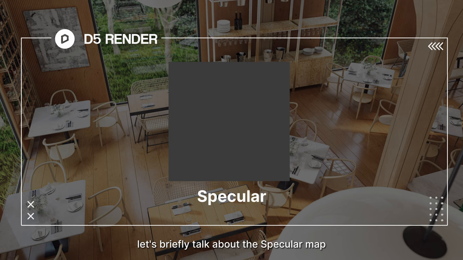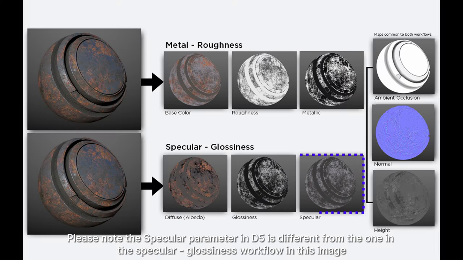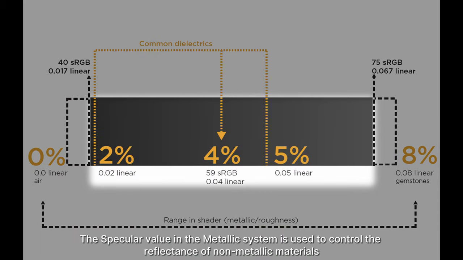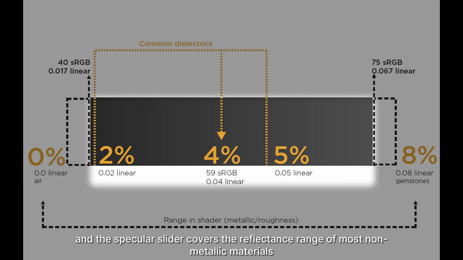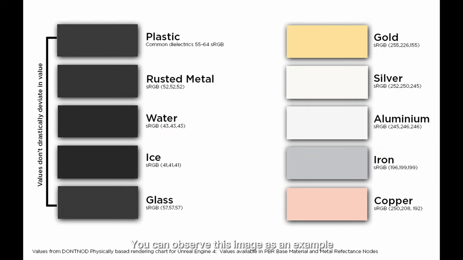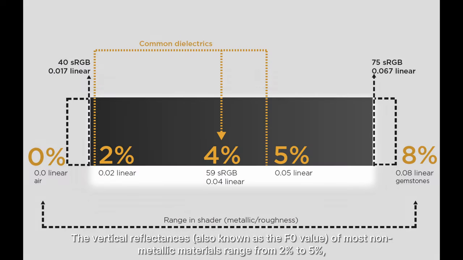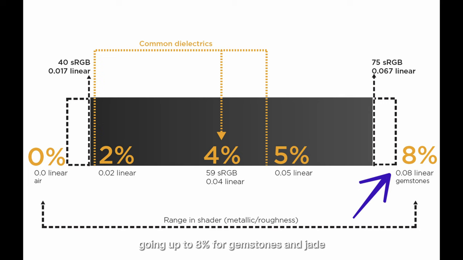Next, let's briefly talk about the specular map. Please note the specular parameter in D5 is different from the one in the specular-glossiness workflow in this image. The specular value in the metallic system is used to control the reflectance of non-metallic materials, and the specular slider covers the reflectance range of most non-metallic materials. You can observe this image as an example. It lists the reflectances of some common non-metallic materials. The vertical reflectances, also known as the F0 value, of most non-metallic materials range from 2 to 5%, going up to 8% for gemstones and jade.